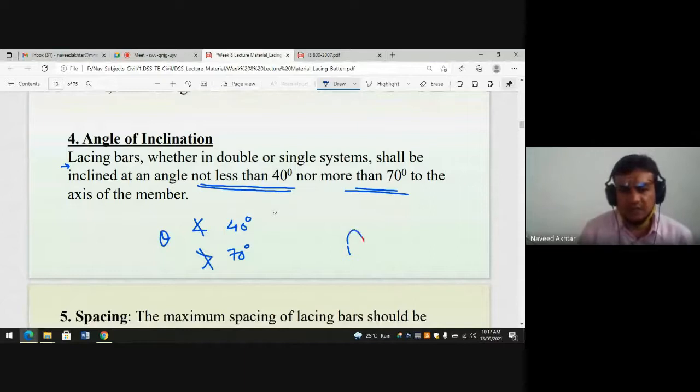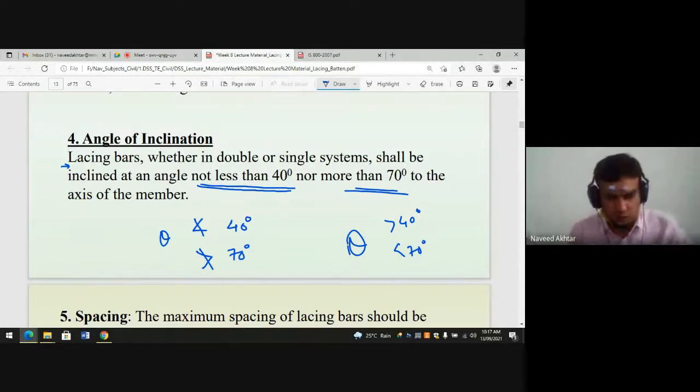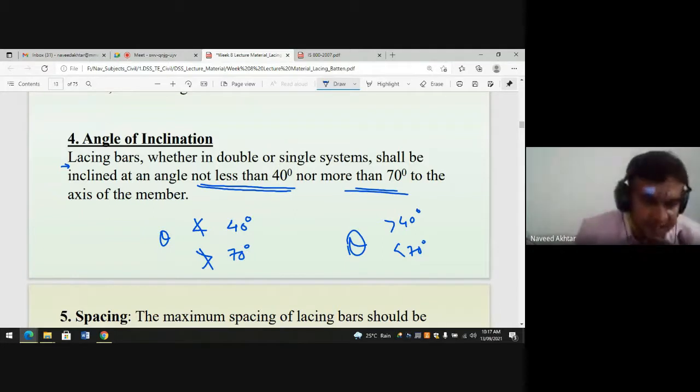We can also write it in another form: theta should be greater than 40 degrees and less than 70. हम इस तरह भी लिख सकते हैं, है ना? तो इंफेसिस करने के लिए यहाँ पर should not be less than, should not be greater than का वर्ड हम लोग यूज करते हैं for better understanding.